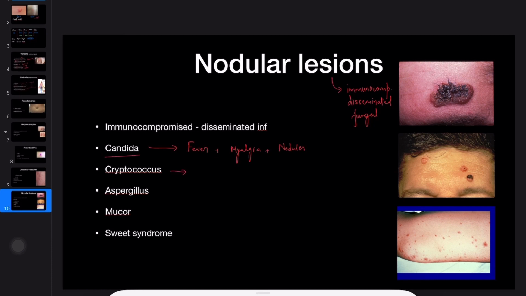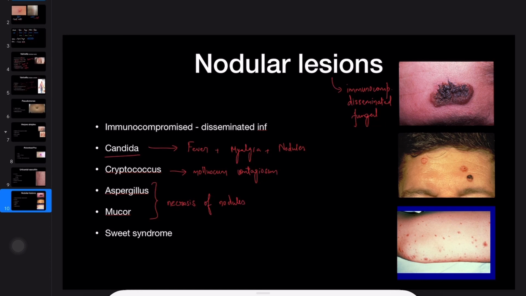Cryptococcus infection will resemble infection by molluscum contagiosum, and I will be making a separate video on this topic, so stay tuned. Aspergillus and mucor infections will present with a necrosis of the nodules. If you see necrosis of the nodules on the physical examination of the patient, think of aspergillus or mucor.